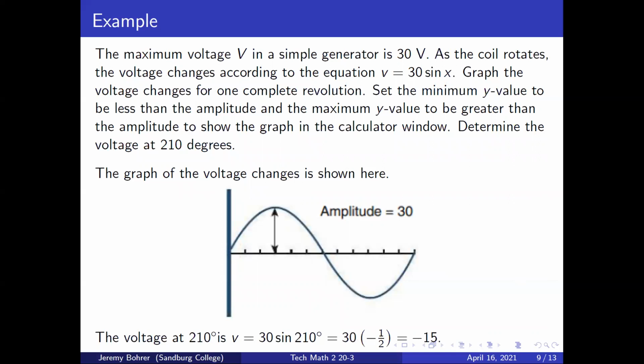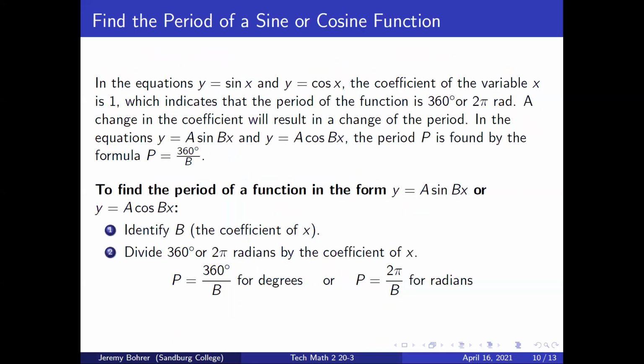Set the minimum Y value to be less than the amplitude and the maximum Y value to be greater than the amplitude to show the graph in the calculator window. Determine the voltage at 210 degrees. The graph of the voltage changes is shown here. The voltage at 210 degrees is V equals 30 times the sine of 210 degrees, which is 30 times negative 1/2, which is equal to negative 15.